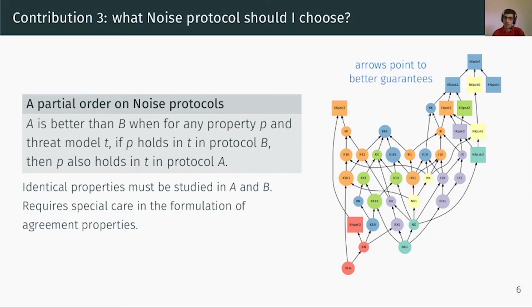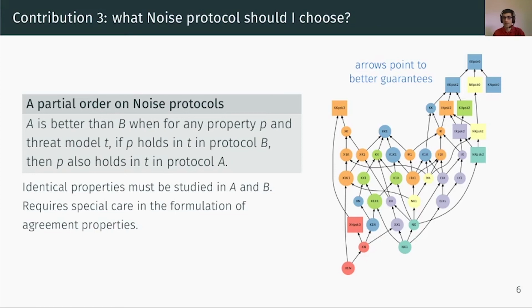Note that to be able to do that, we had to be very careful to formalize agreement in a way which doesn't depend on the protocol. It's not straightforward, but when you pay attention to this, you induce a partial order on noise protocols. You can see this order on the right of the screen. Arrows point to better protocols.